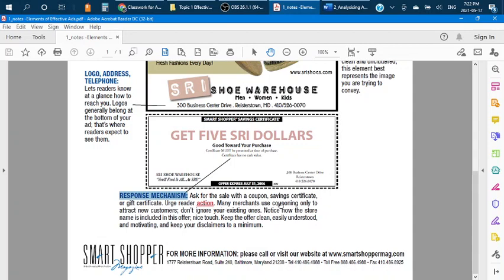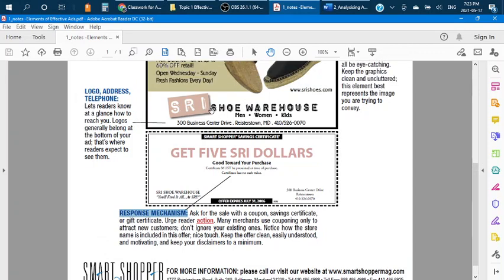Many merchants use couponing only to attract new customers. Don't ignore existing ones. So this one here is good for anybody, new or existing customers. Anybody can use it and save money. Notice how the store name is included in the offer. So yeah, that's true. There we have the store name right here, Shoe Warehouse.